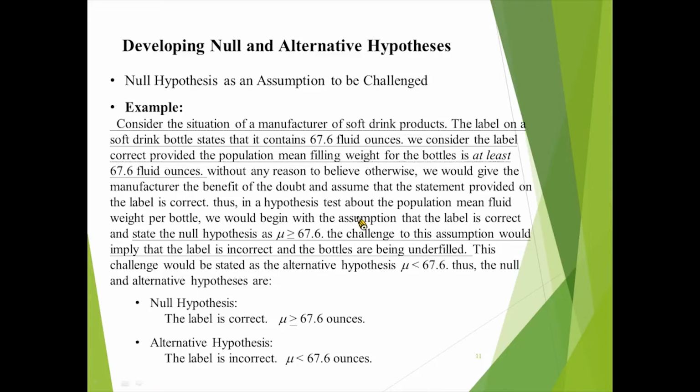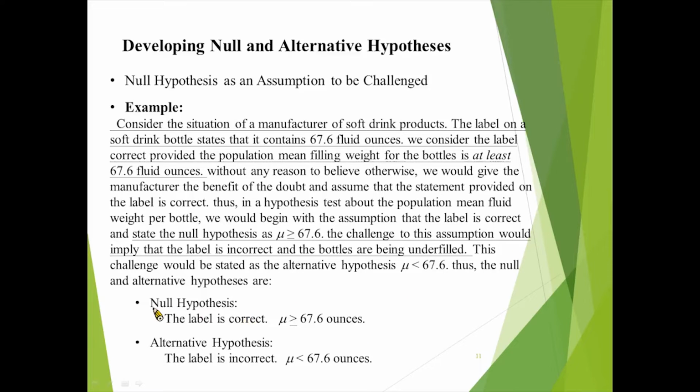Thus, in a hypothesis test about the population mean fill weight per bottle, we will begin with the assumption that the label is correct, and state the null hypothesis as mu larger than or equal to 67.6. The challenge to the assumption, which implies the label is incorrect and the bottles are being underfilled, would be stated as the alternative hypothesis: mu less than 67.6. Thus the null and alternative hypotheses are.